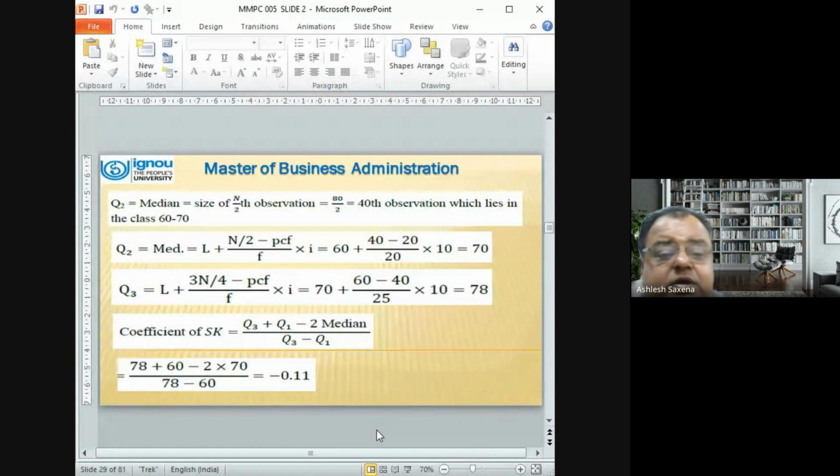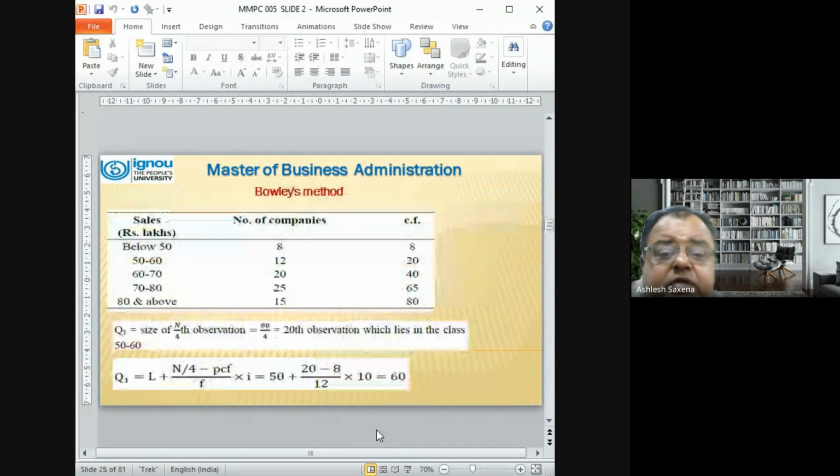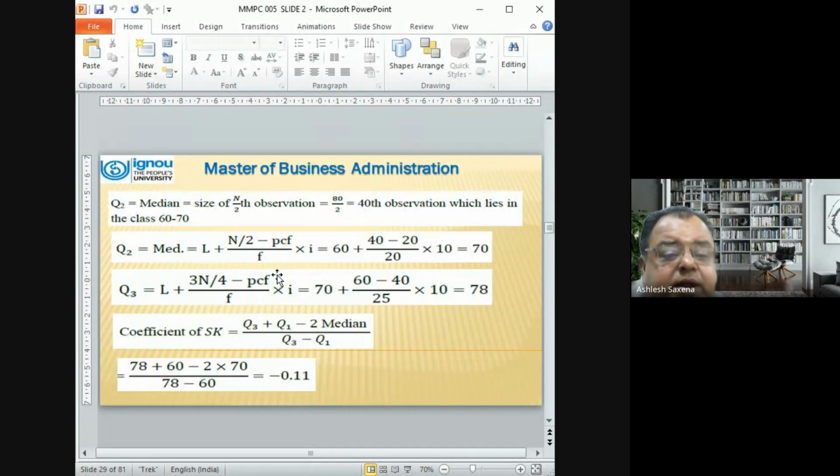Now we move to Q2. Q2 is N by 2. N by 2 means 40. 80 by 2 is 40. Where do you get 40? In this class. Now we will be using 60, we will be using 20, and the class width will remain the same. 60 plus (40 minus 20) by 20 into 10, which comes out to be 70.